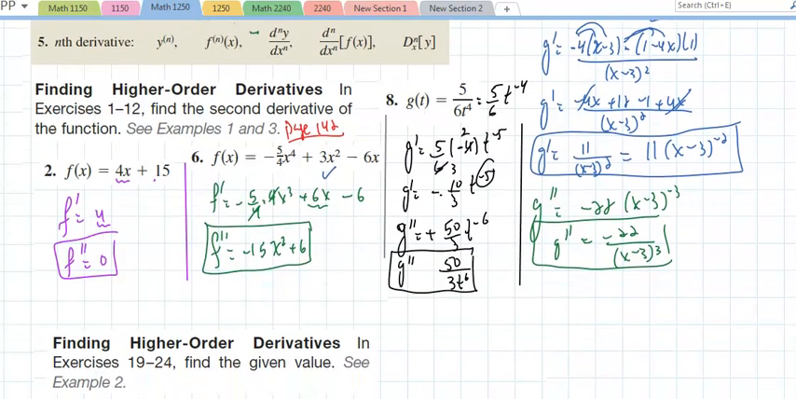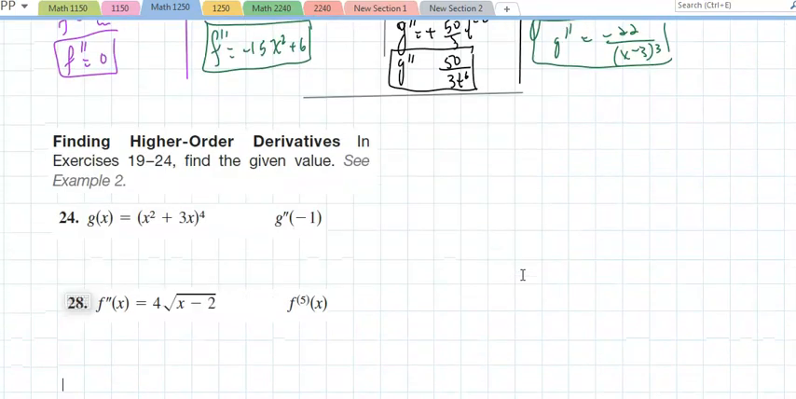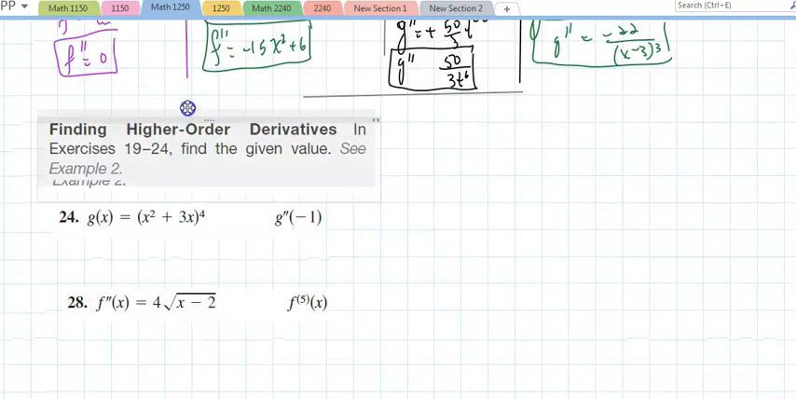Otherwise, I would have had to use the quotient rule. Again, it's not hard, just long and a bit tedious. Just bear with it and it's fine.